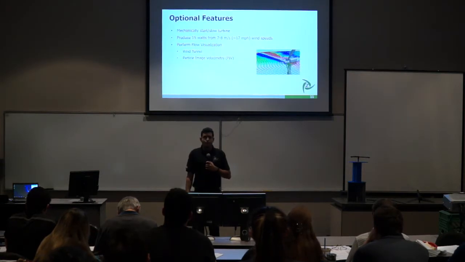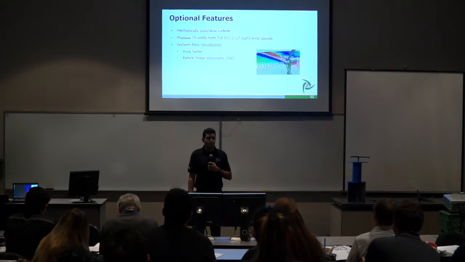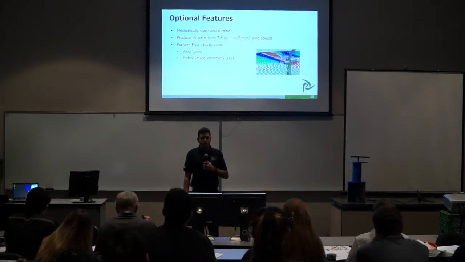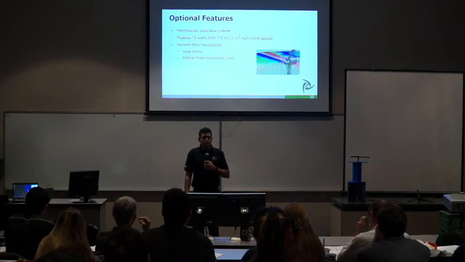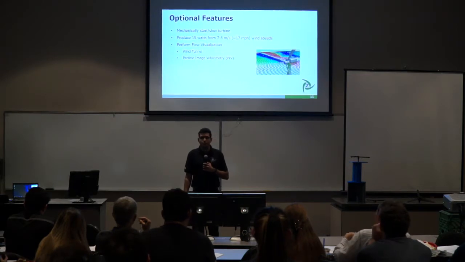Once the 5 vital requirements are met for Project Zephyr, there are a few optional features that Project Zephyr would like to include. This includes a system to mechanically start and slow the turbine to ensure safe operation, producing 15 watts rather than the 10 watts specified in the same 7 to 8 meters per second wind speed, or 17 miles per hour, and performing flow visualization over both configurations. This can include wind tunnel testing or particle image velocimetry testing.